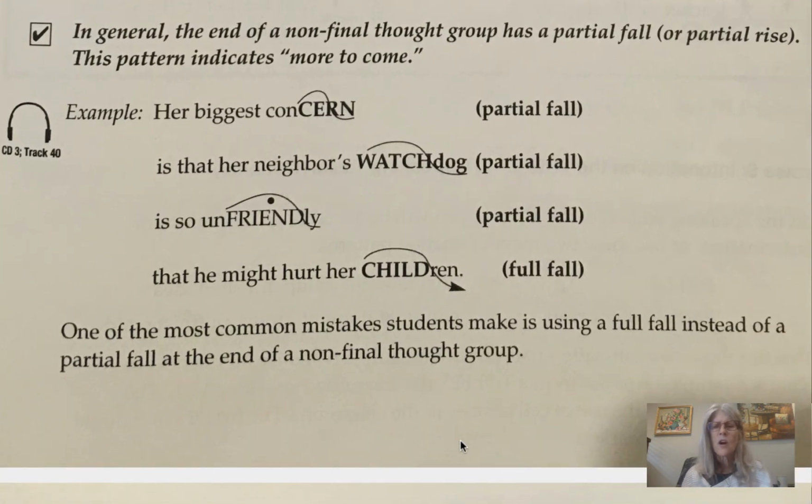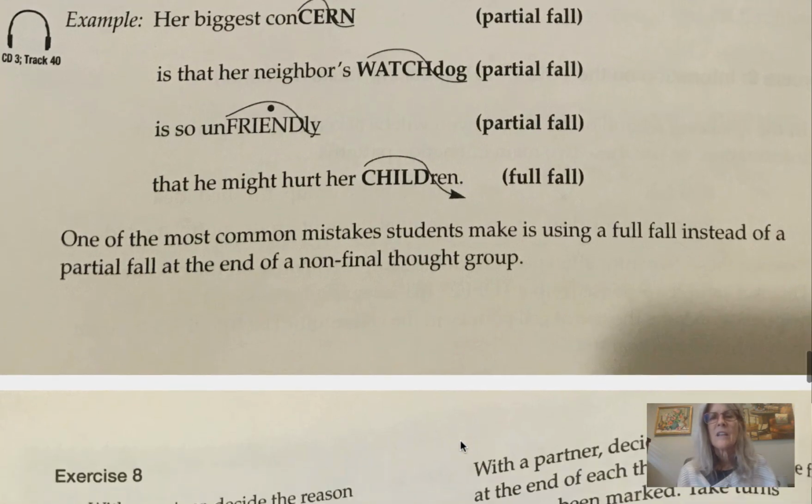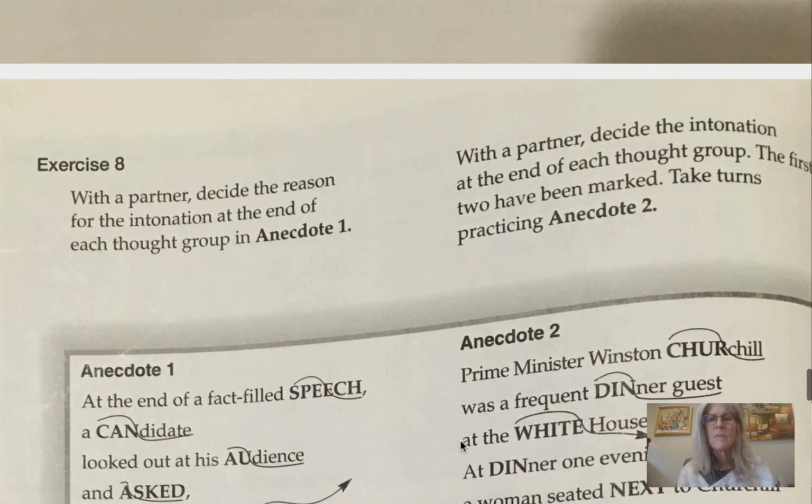Now, one of the most common mistakes students make is using a full fall instead of a partial fall at the end of a non-final thought group, which means that you're going to have native speakers talking over you or interrupting you because they think you're done. And you might feel that that's rude and say, well, I wasn't finished. And that might surprise the native speaker, because you indicated to them through a full falling tone that it was their turn to speak, or whomever you are speaking to. So it just is better to know that if you're not finished, get that little bit of a rise so we know to let you keep talking, okay?